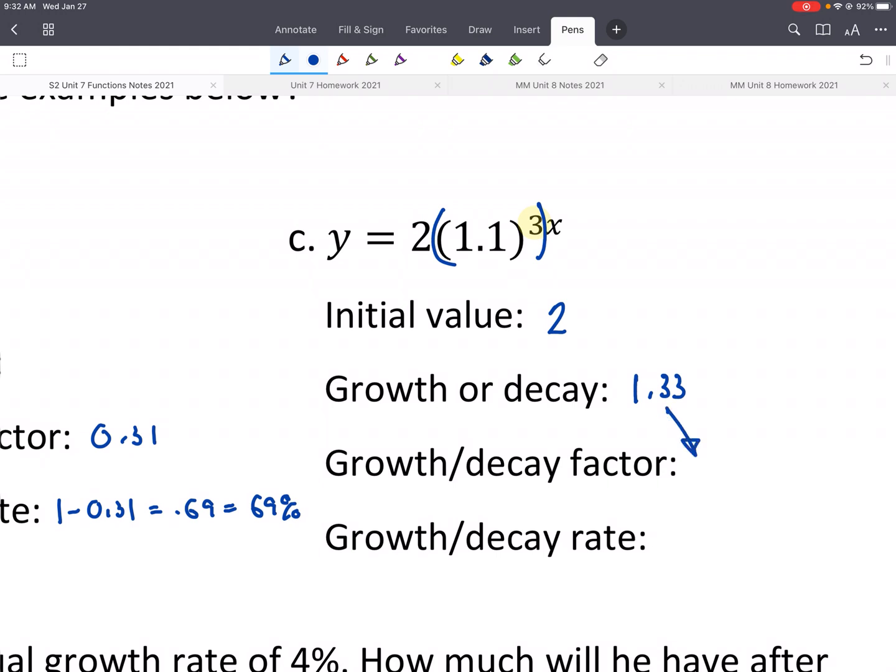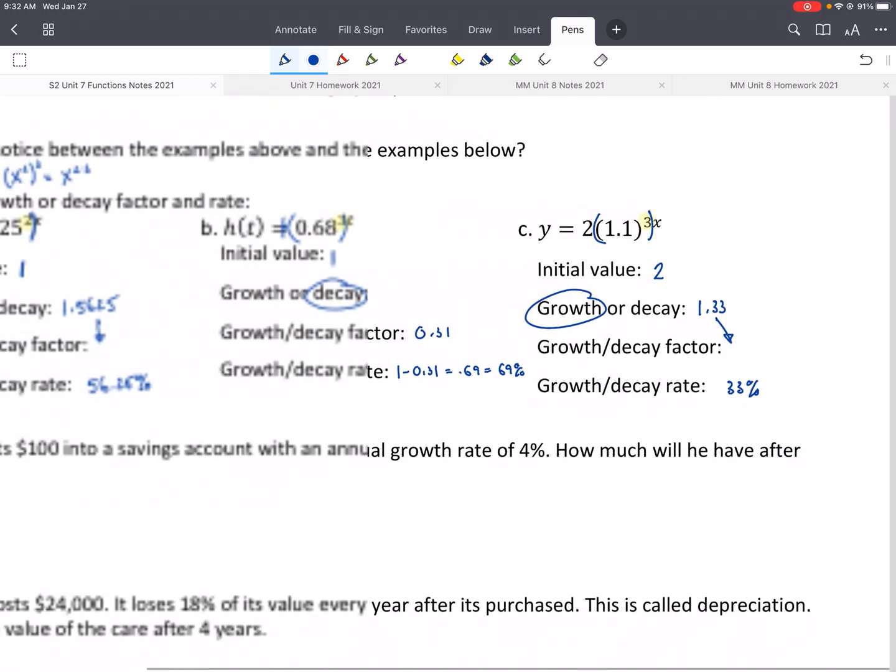Sorry, that should go here, and this is growth. And then the rate here will be 33%. So the difference from 1 will give us 0.33, and we'll write it as a percentage.